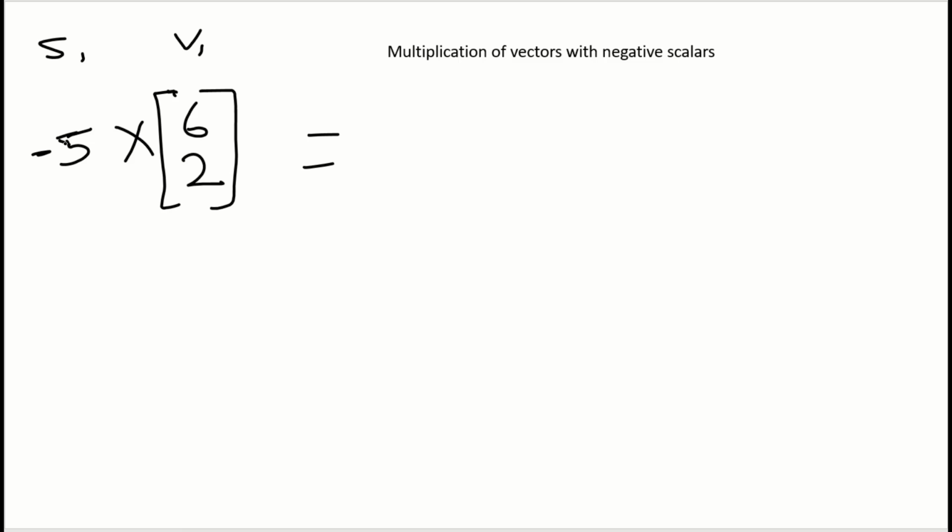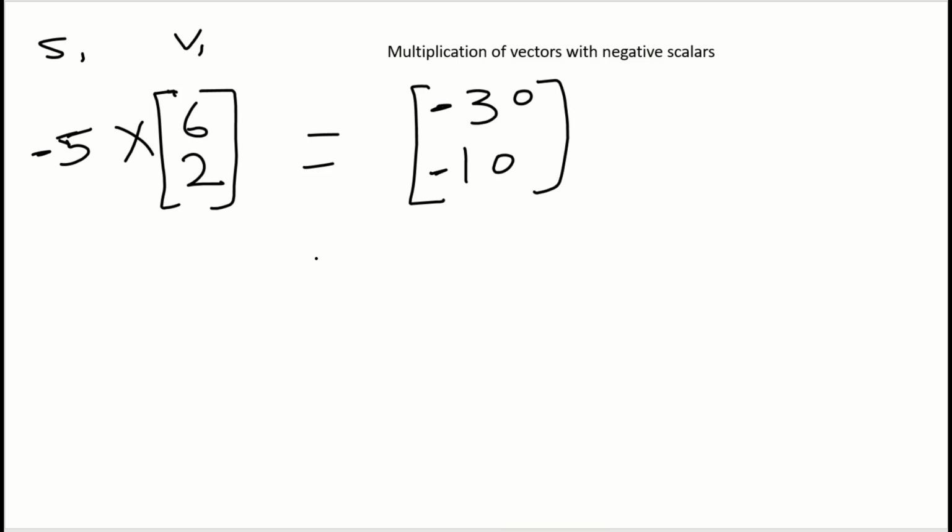But what happens if the scalar is negative? Again, as far as magnitude is concerned, it will have the same effect. Either it will be dilated or it will be contracted. The only difference from positive scalar multiplication is that the direction of the vector will change when it is multiplied by a negative scalar. So in this case, the result would be 5 into 6, 30, but we have a minus sign with 5, so minus 30. 5 into 2, 10, but with the minus sign, minus 10.